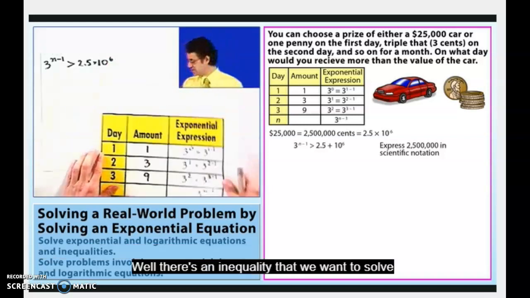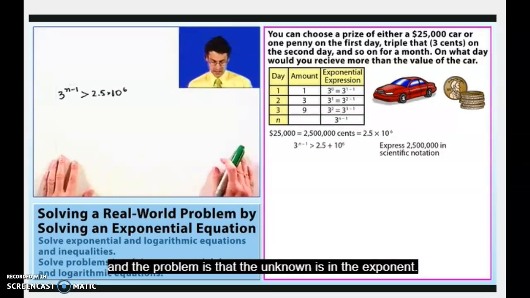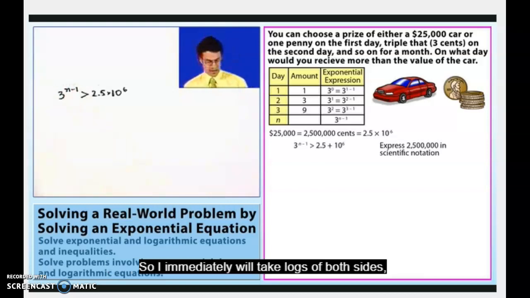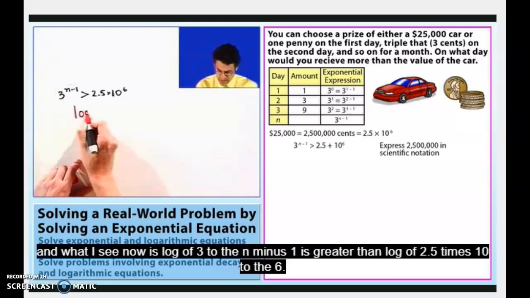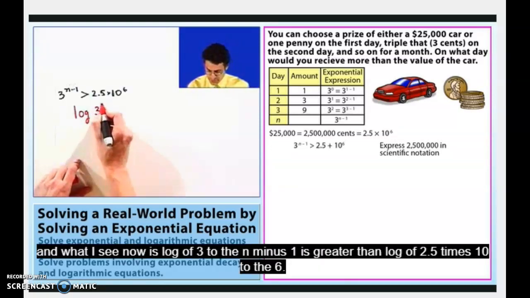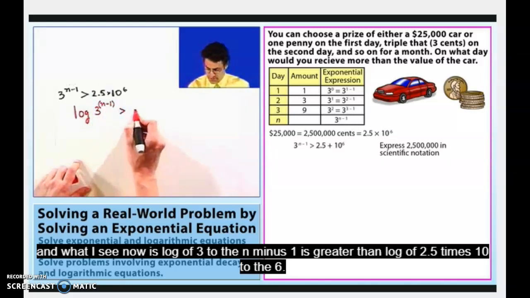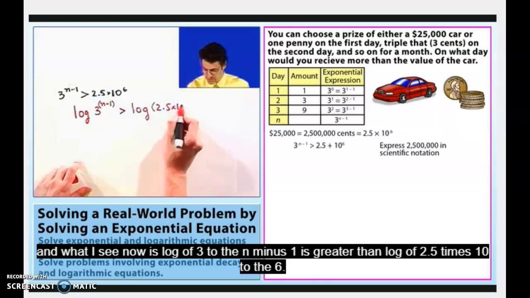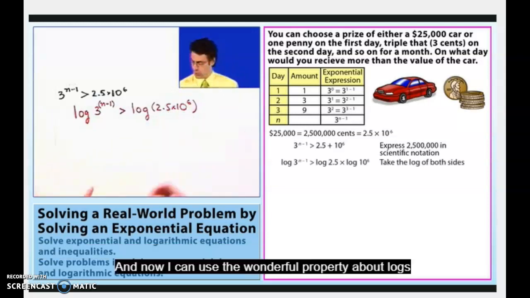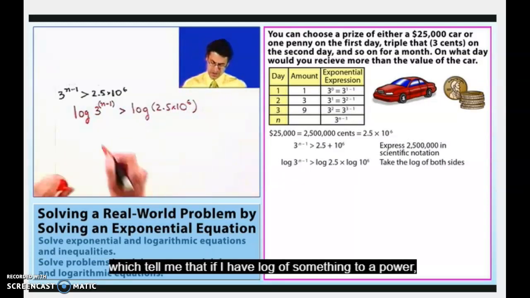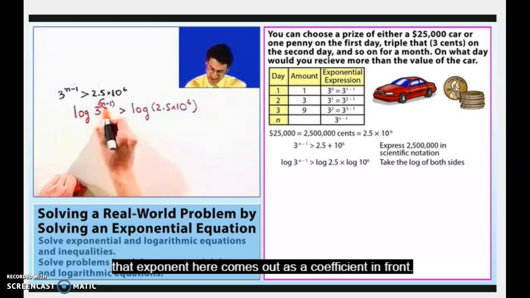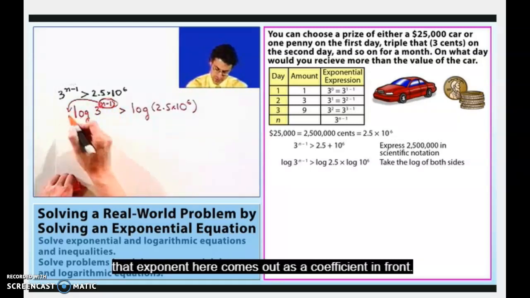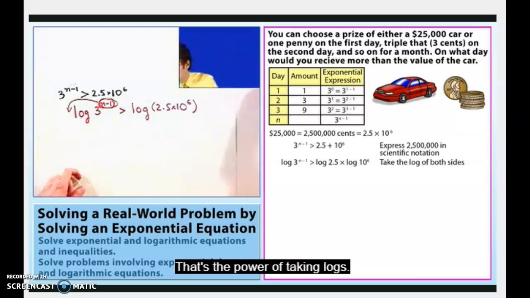Well, there's an inequality that we want to solve. And the problem is that the unknown is in the exponent. So I immediately will take logs of both sides. And what I see now is log of 3 to the n minus 1 is greater than log of 2.5 times 10 to the 6th. And now I can use the wonderful property about logs, which tells me that if I have log of something to a power, that exponent comes out as a coefficient in front. That's the power of taking logs.